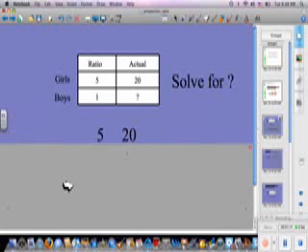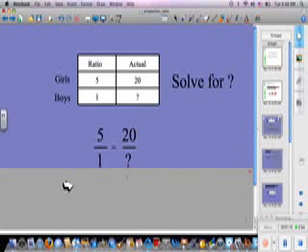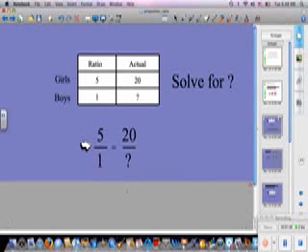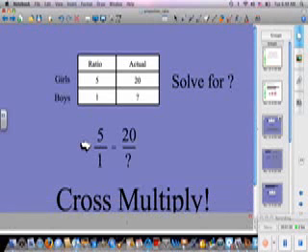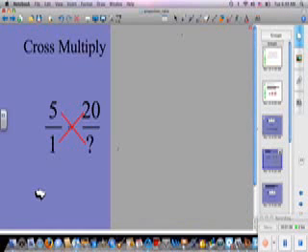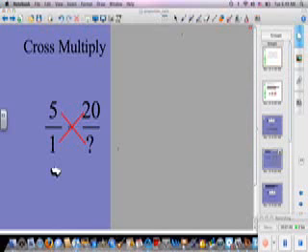So we set up our fraction and we know that 5/1, whoa, look at my pointer going crazy, that 5/1 is equal to 20 over something that we don't know. So what do we have to do? Cross multiply. So cross multiply is our friend. So here we have our fraction. 5/1 is equal to 20 over question mark. So we multiply 5 by question mark and 20 by 1.